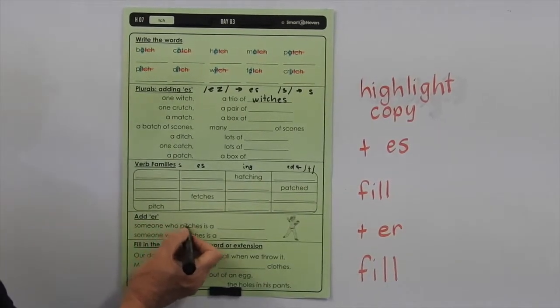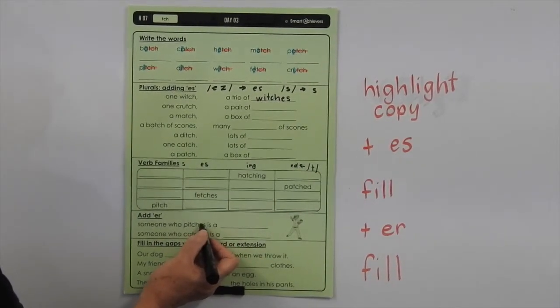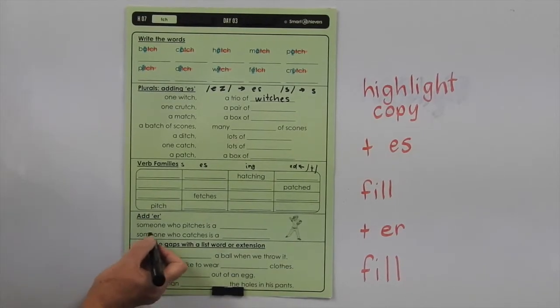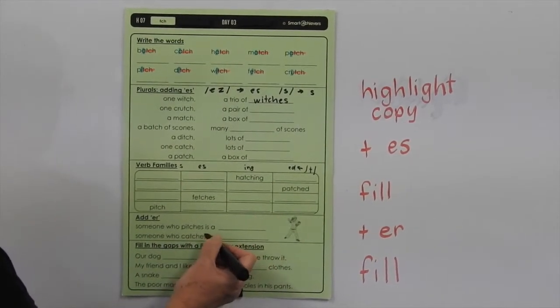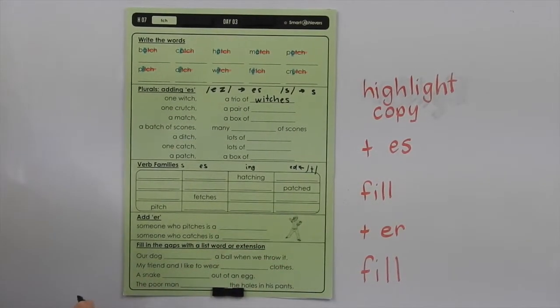So someone who pitches is a pitcher. So you need the er on the end, so we'll take the es away and just put ER on the end. Someone who catches is a catcher. So you could just get rid of the es and change it to ER on the end.